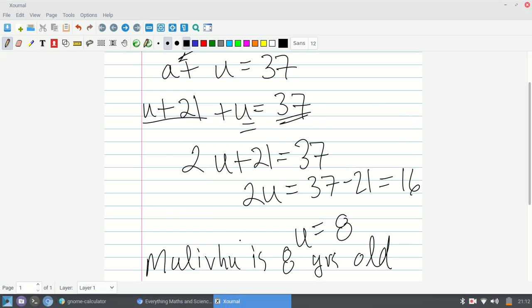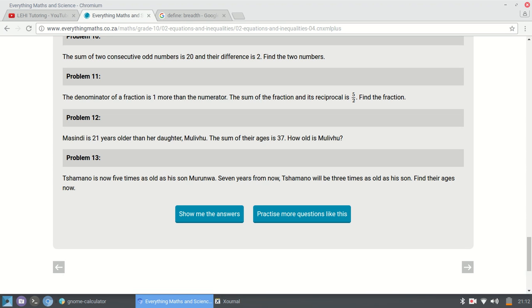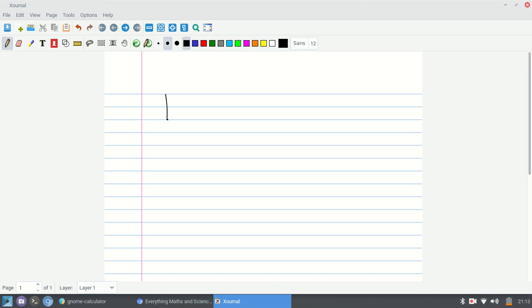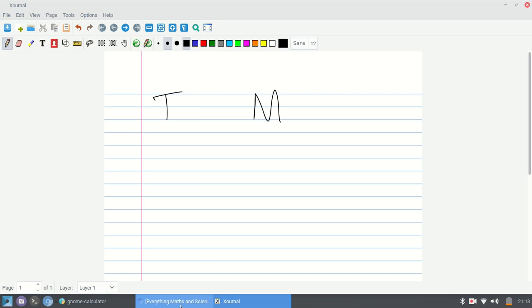Okay, I remember reading this and I was like, oh my gosh. Okay. So Shamano is now 5 times as old as his son Murunwa. 7 years from now, Shamano will be 3 times as old as his son. Find their ages now. So let's say Shamano is T, and then the other guy is M, Murunwa. Right now, Shamano is 5 times as old as Murunwa. So he is Murunwa's age times 5.